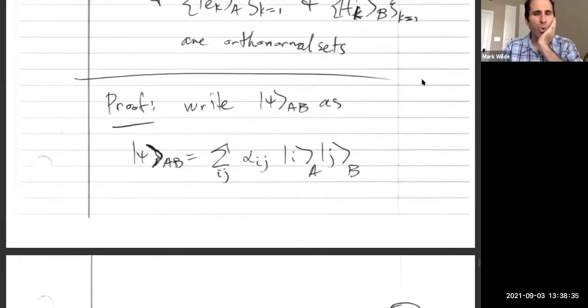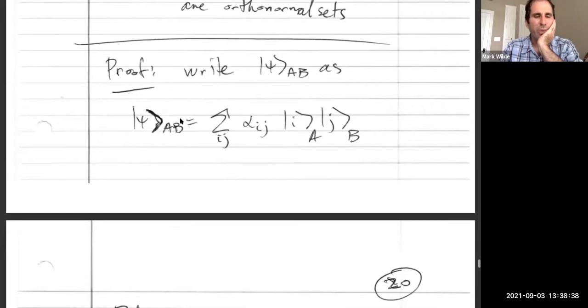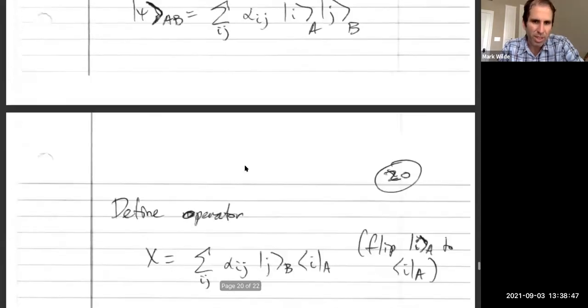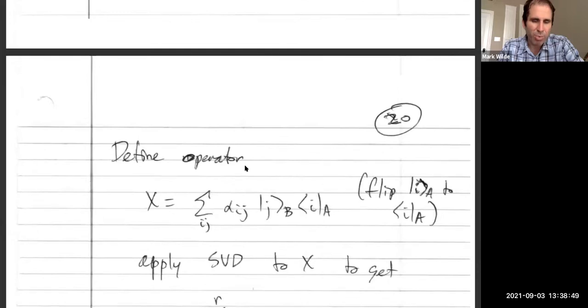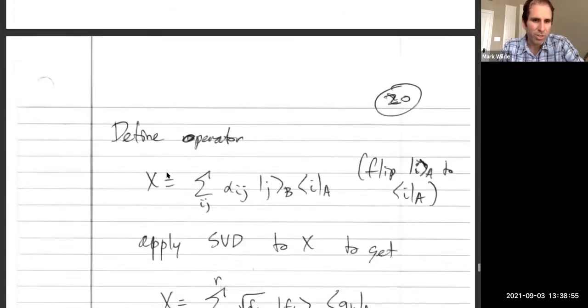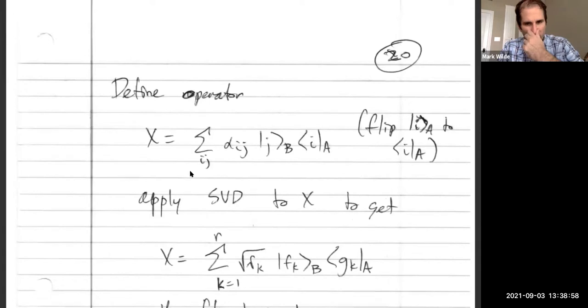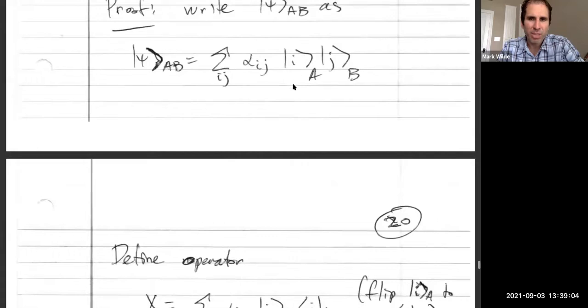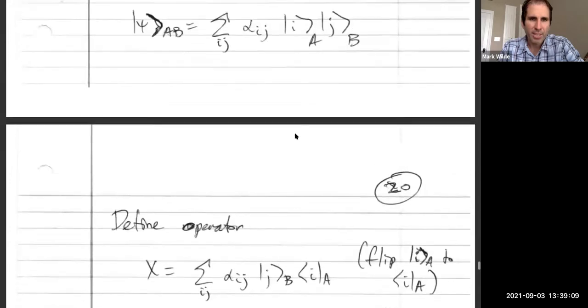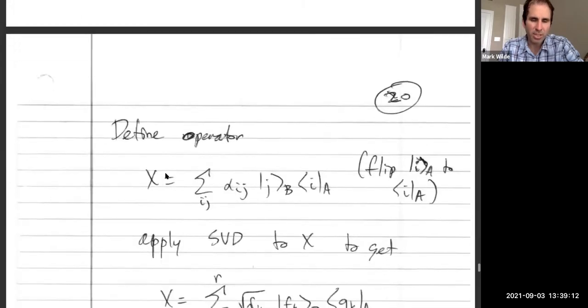Okay, how do we prove this? We can expand psi with respect to an orthonormal basis for the tensor product Hilbert space. We get these coefficients. And then following the proof that we had previously to identify psi with x, we just define this operator x. To define it, we just flip this ket to a bra, okay? And that gives an isomorphism between psi and x. It's the same as the isomorphism that we talked about previously.